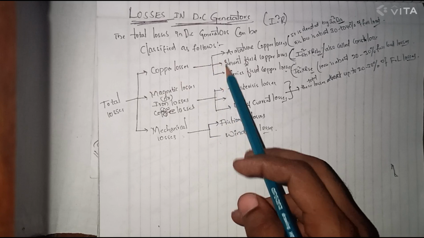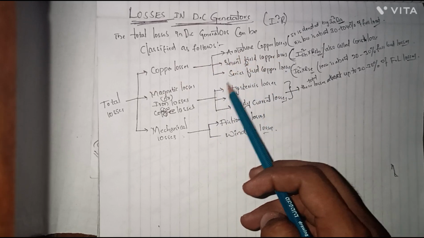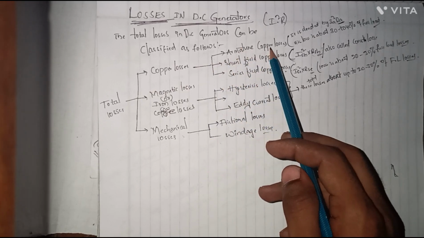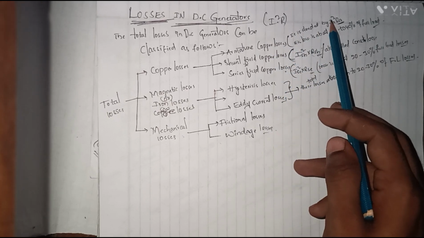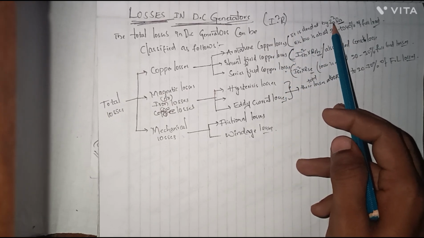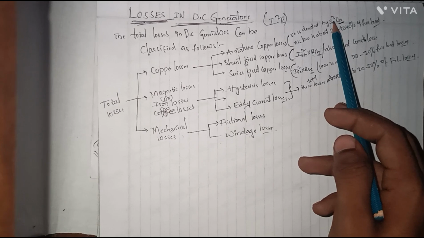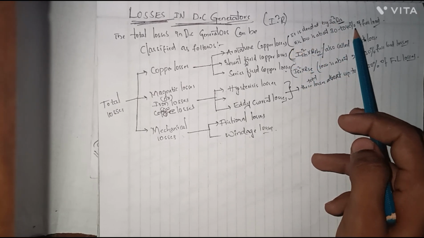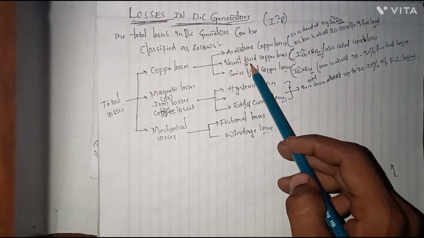Copper losses can be classified into 3 types: armature copper losses, shunt field copper losses, series field copper losses. Armature copper loss is denoted by IA square into RA. This is the armature copper loss. These losses are about 30 to 40% of full load losses. Next, shunt field copper losses.